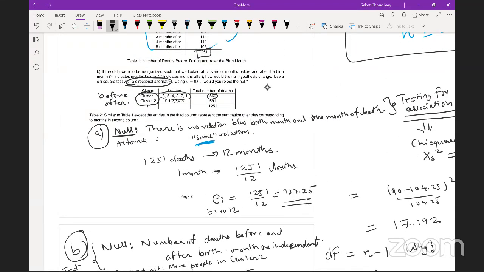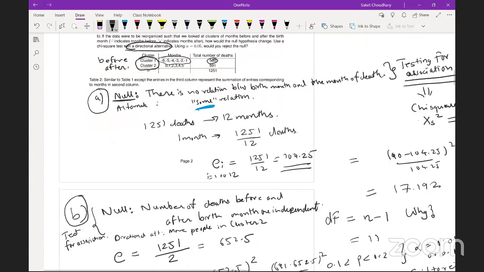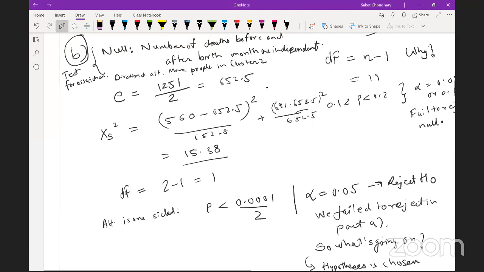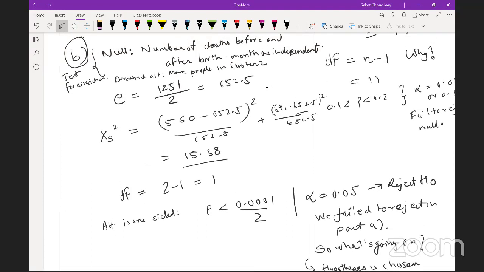So in part A, the hypothesis is very general, right? We are testing between one birth month and the other 11 possible death months. In the second scenario, we are testing whether the death month happens to be before or after the birth month, right? So that is a completely different hypothesis that we are testing, and hence it's a very different way to look at the data. So there's nothing wrong about it.